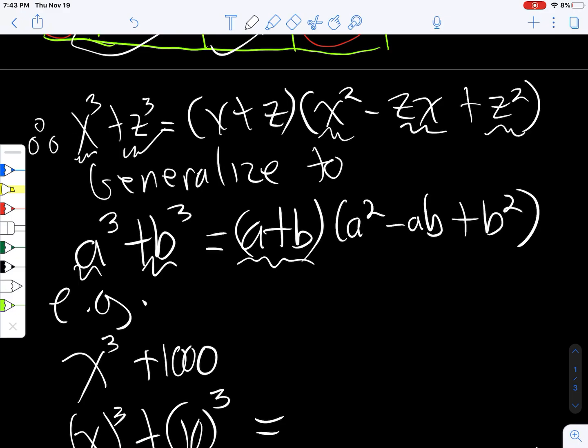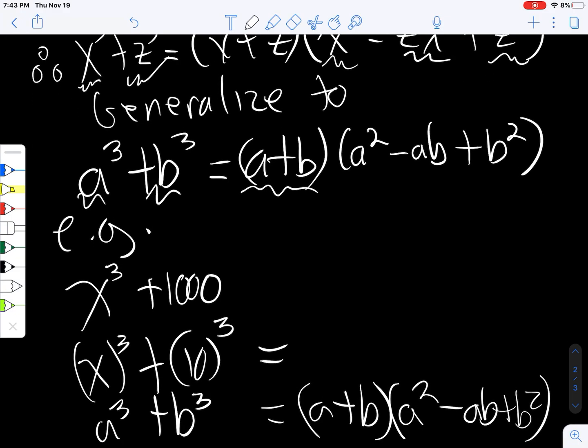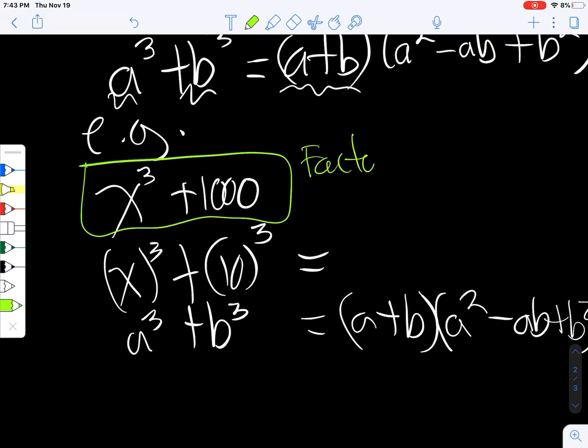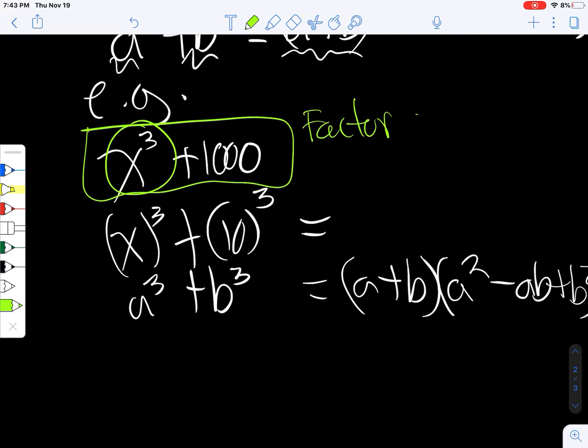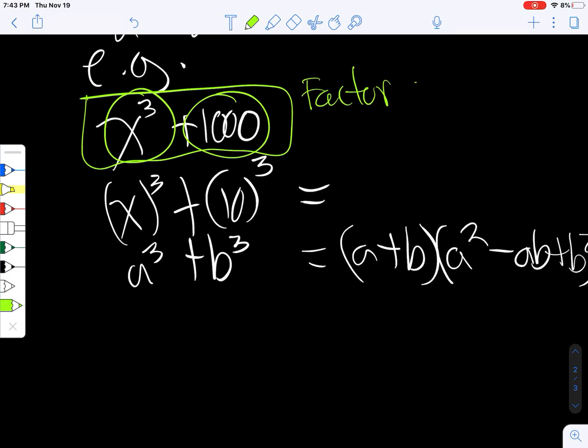So what's an example we could use where this is applicable? Well, supposing you had this question. You were supposed to factor x cubed plus 1,000. Okay, you had to factor it. Well, you can see that x cubed is a cube. Is 1,000 a cubic number? Yeah, it is. It's 10 cubed. Okay, so I have x cubed plus 10 cubed.